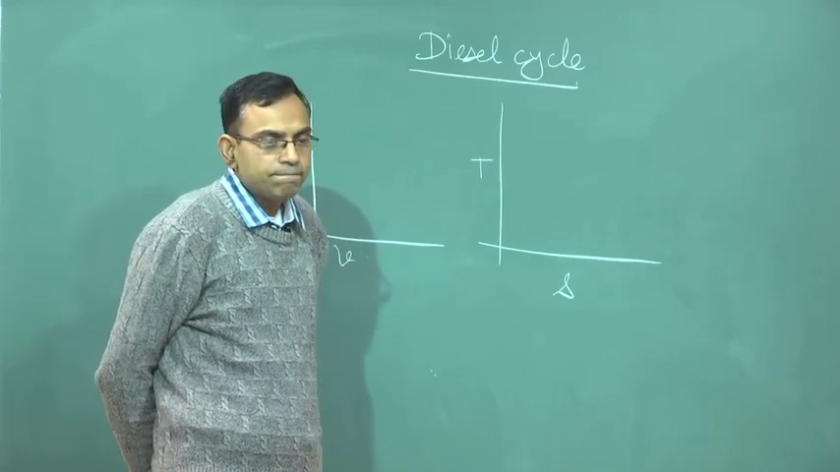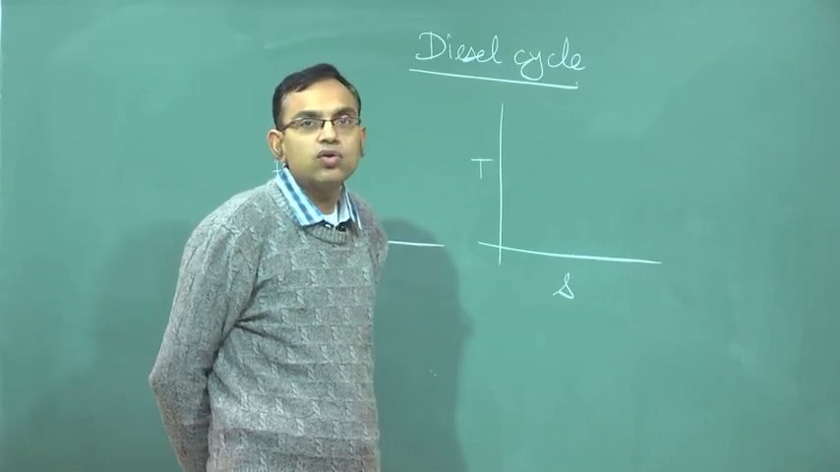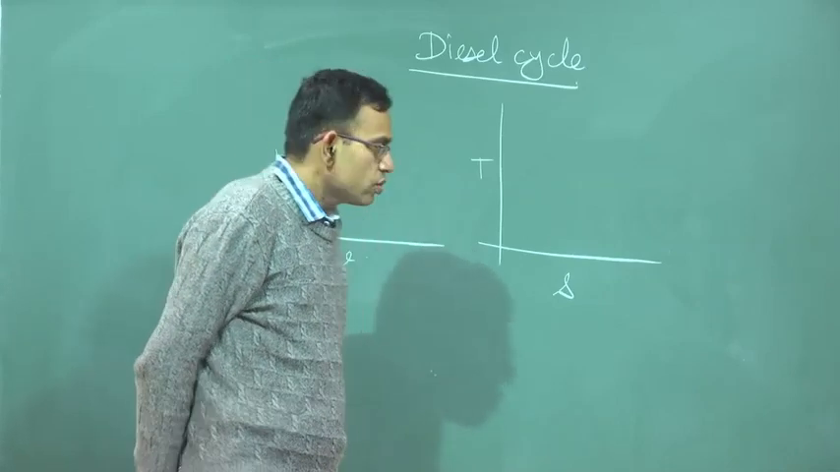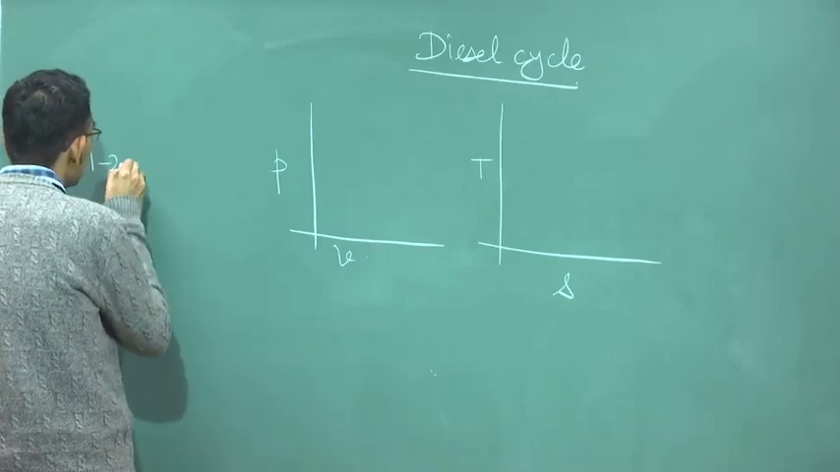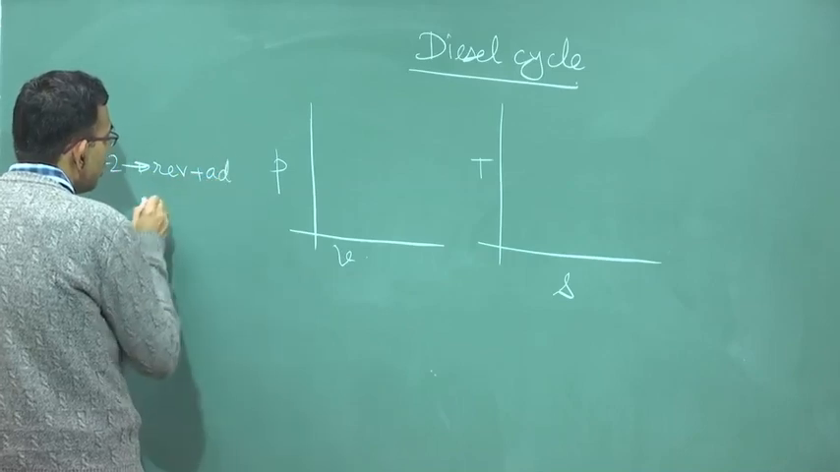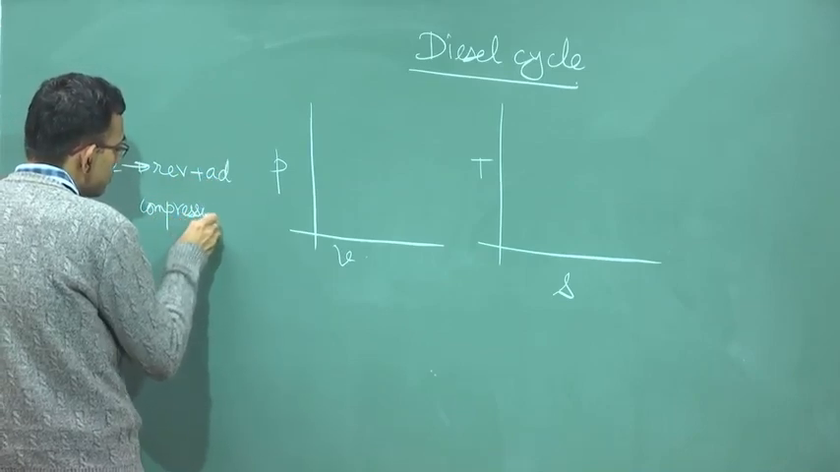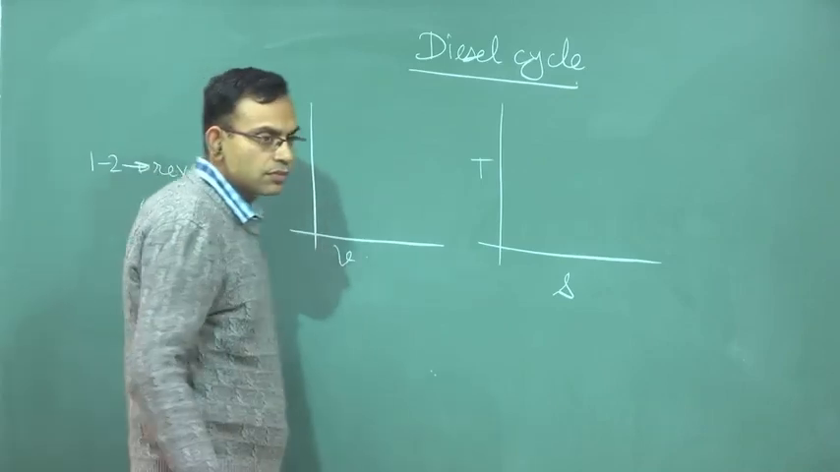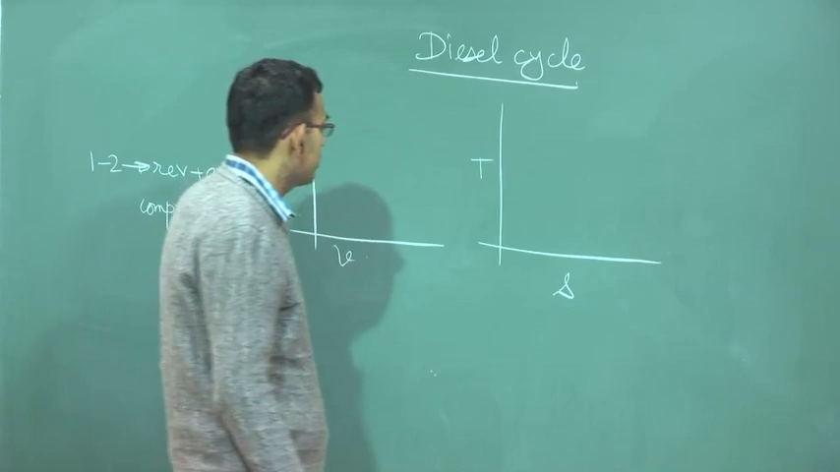what is the difference between this cycle and the Otto cycle. So, process 1 to 2, reversible adiabatic compression, this is same for both Otto cycle and diesel cycle.